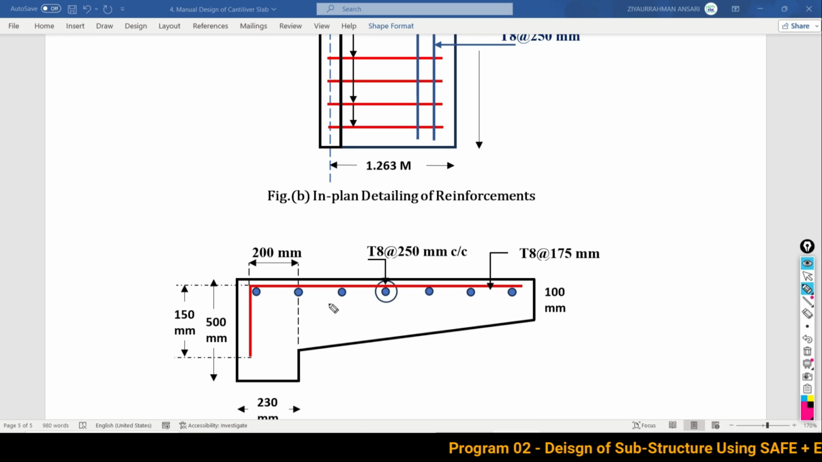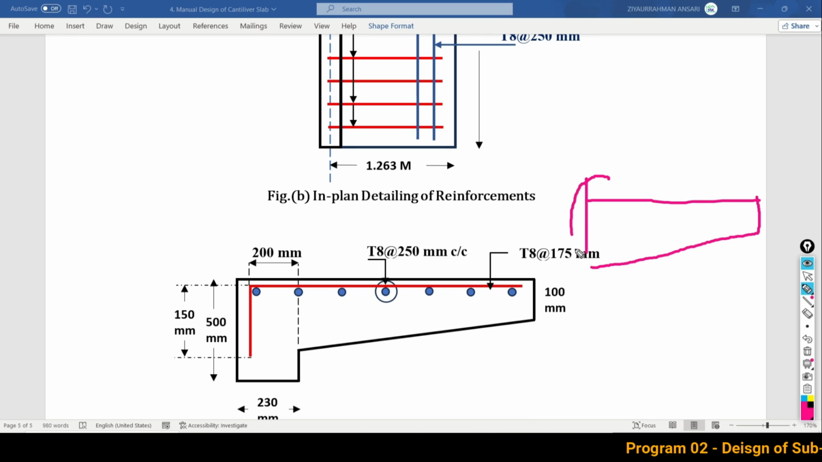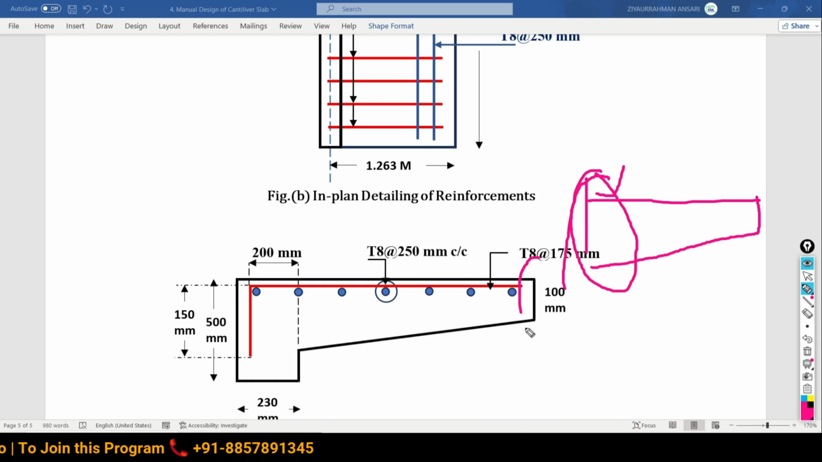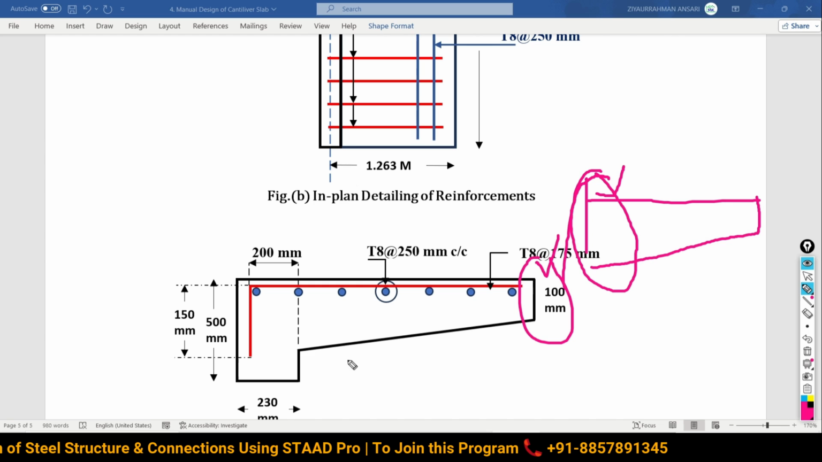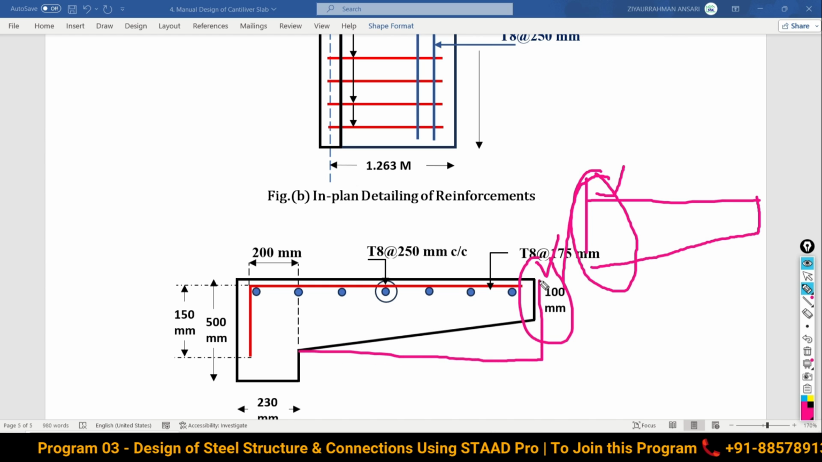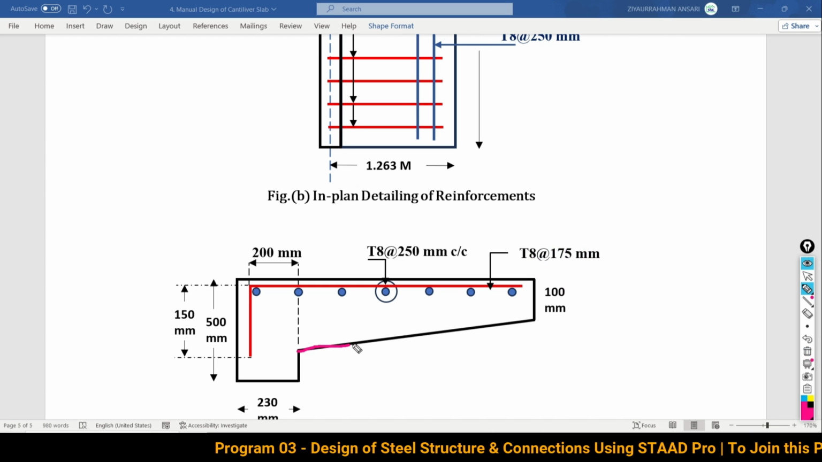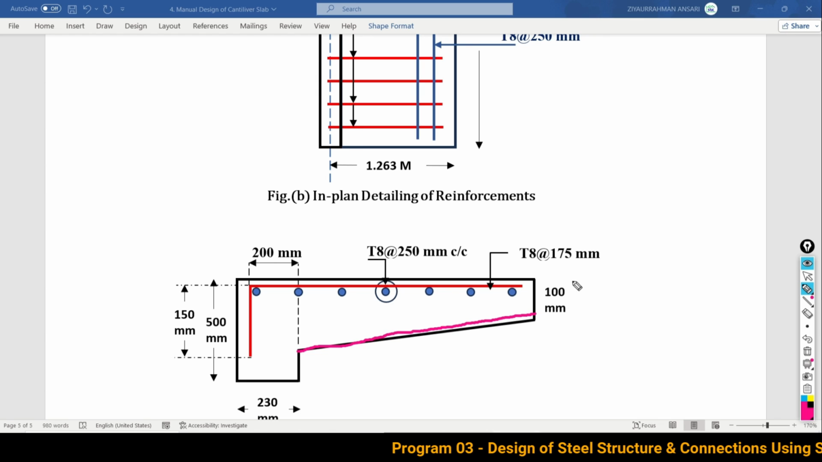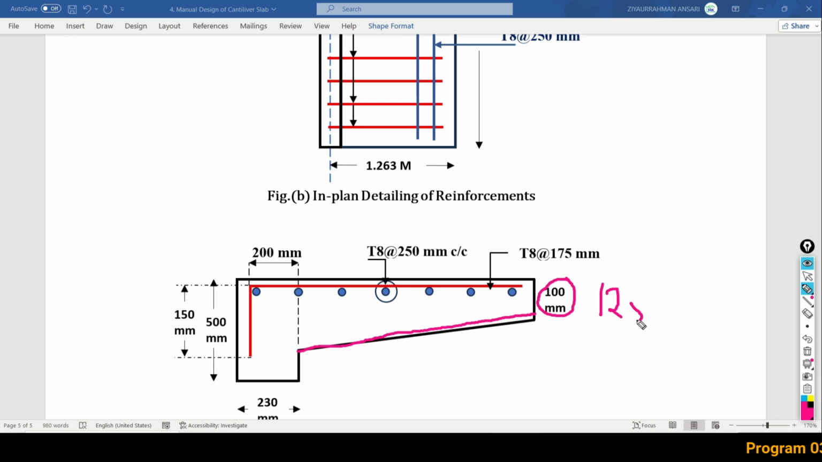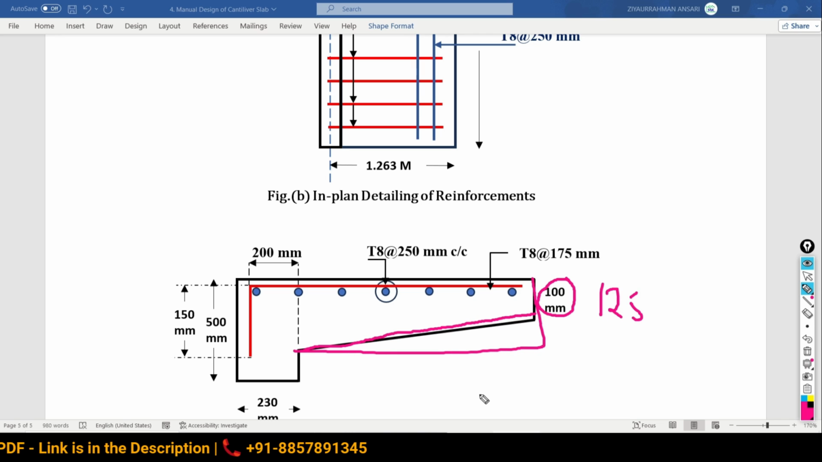Why? Because we can save the concrete. Because maximum moment is going to be developed at this support. So, to resist this maximum moment, more depth is required only at the support. But at this end, there's no moment. It is zero, free end. So, there's no need to provide that much depth. That's why we can reduce the depth gradually towards the end. So, I have decided to provide it as 100. You can take 125 also, or suppose if you are not willing to save the concrete, then you can take the same depth as 150, your choice.